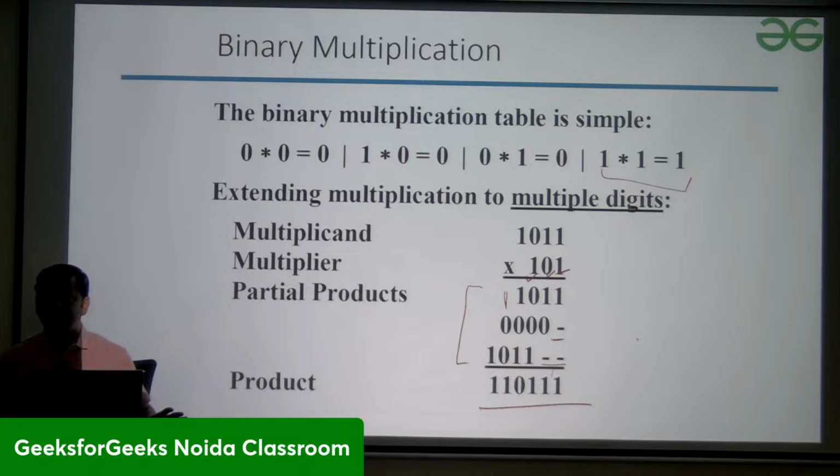Just go for another example. Let's say I just want to have the multiplication of 25 with minus 5. Multiply these two numbers in binary.